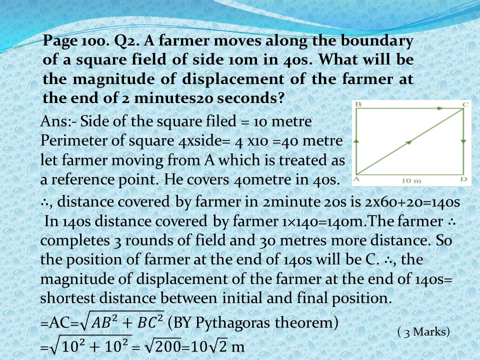The farmer therefore completes three rounds of the field and 20 meter more distance. So, the position of the farmer at the end of 140 seconds will be C. Therefore, the magnitude of displacement of the farmer at the end of 140 seconds equals the shortest distance between initial and final position, equals AC, equals square root of AB squared plus BC squared by Pythagoras theorem, equals root of 10 squared plus 10 squared, equals root 200, equals 10 root 2 meter.